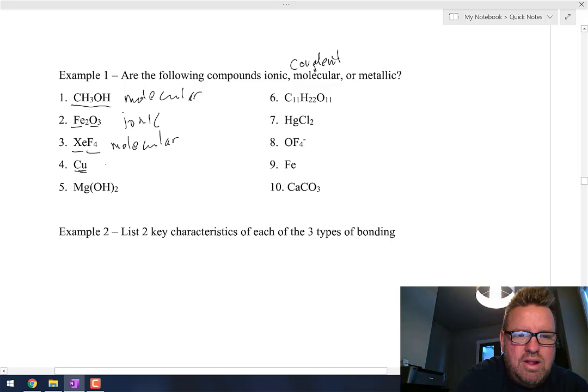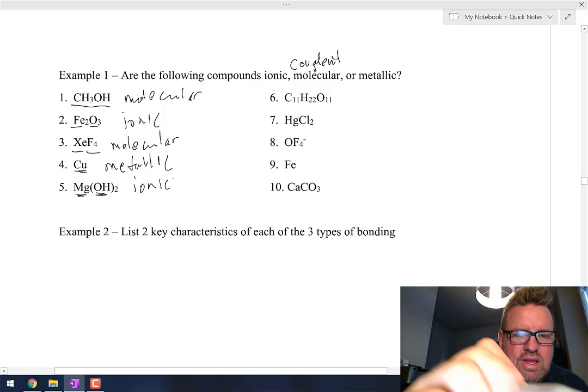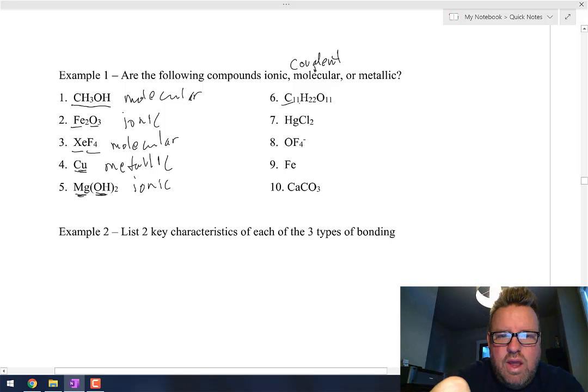Oh, just a metal all by itself. That's metallic. Magnesium is a metal. Oxygen and hydrogen are nonmetals, so therefore that one is ionic. Nonmetal, nonmetal, nonmetal. Covalent. Oh wait, he said molecular before, and now he's saying covalent. That's right. You can say either one. Hg is mercury. That's a metal. Chlorine's a nonmetal, so that one is ionic.